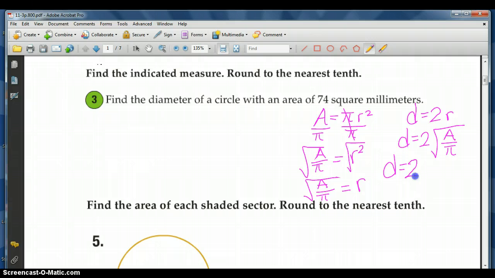Diameter is equal to 2 times the square root of the area of the circle, which is 74, divided by pi. You just type in 2 times the square root of 74 divided by pi, close parentheses, and you get approximately 9.7 millimeters. Not square millimeters, because we're just talking about a length here, the length of the diameter.